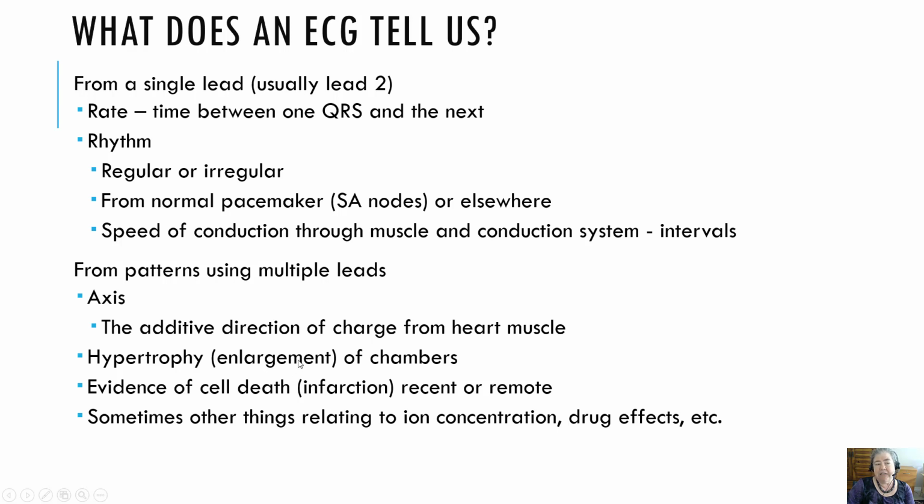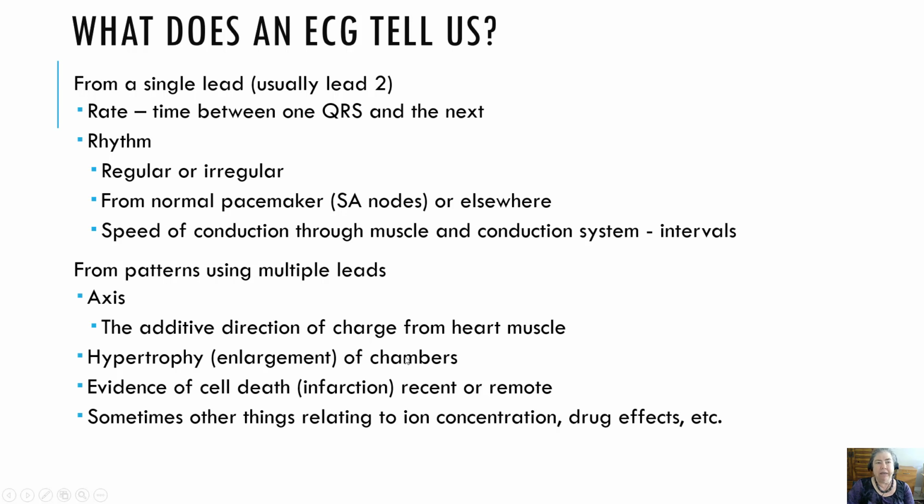There are things that happen on an EKG when cells die, and there are acute things that happen, and there are things that are permanent. And so you can see evidence of cell death or infarction, either currently happening, recent, or remote. And then there are some other things. When potassium is high or low, it can be reflected in changes on the EKG. Some drugs have effects that are reflected on the EKG, digitalis, digoxin being a common one.